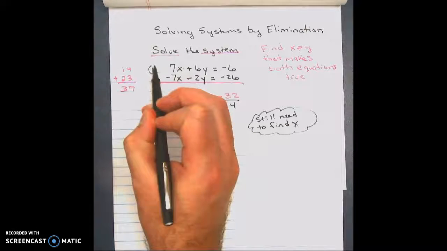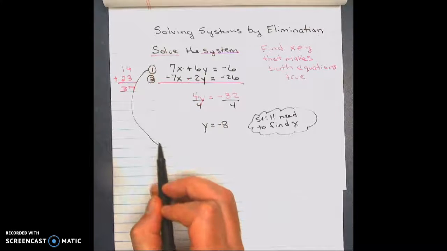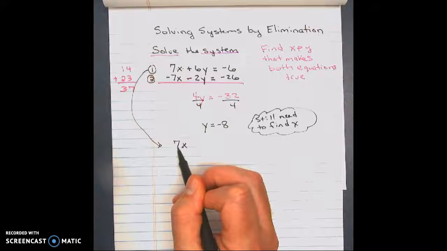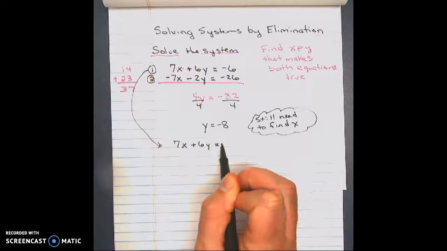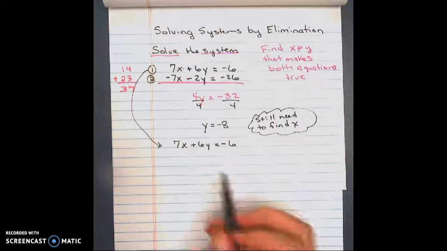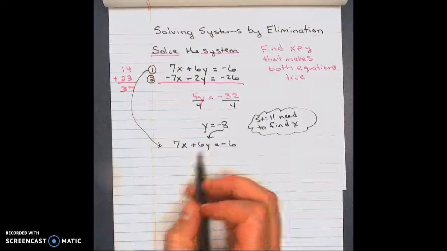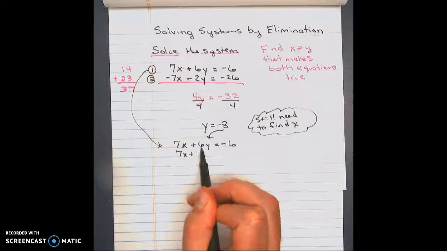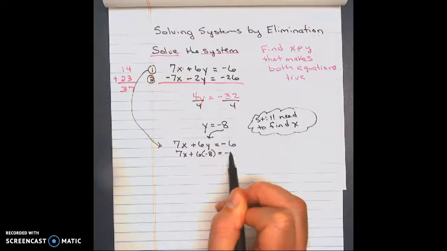So you really have two equations, equation 1 and equation 2. It doesn't matter which equation you pick, but I'm going to bring down equation 1, which said 7 times your x value plus 6 times your y value equals -6. That's what it said. Well, now I know something I didn't know before. I know what y is. So I can rewrite this as still 7 times x, but instead of 6 times y, it's really 6 times -8. That's equal to -6.